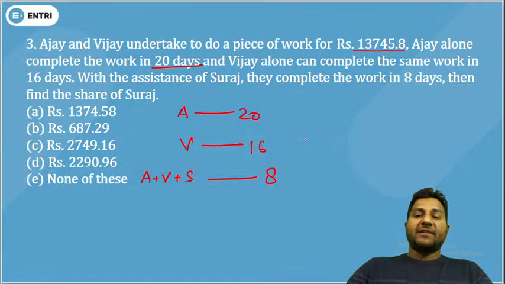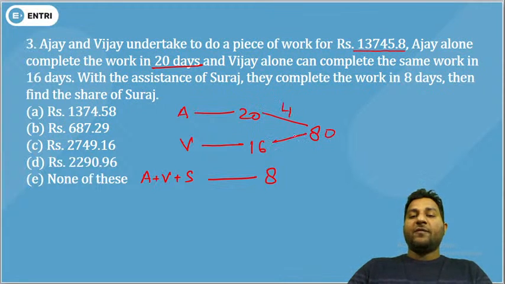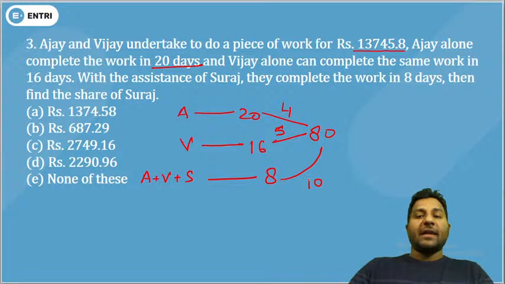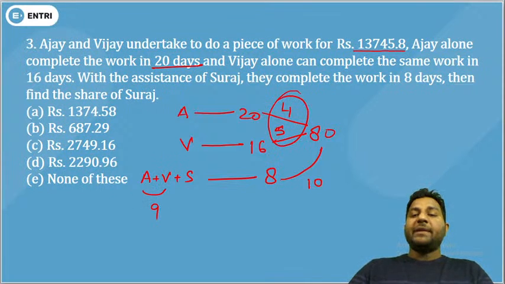Okay, let's take their LCM. So the LCM of 28 and 16 would be like what? 80. That means the efficiency of A is 4, V is 5, and AV's is 9... what? Did you get it? Now A and V have already made it to complete 9 efficiency.